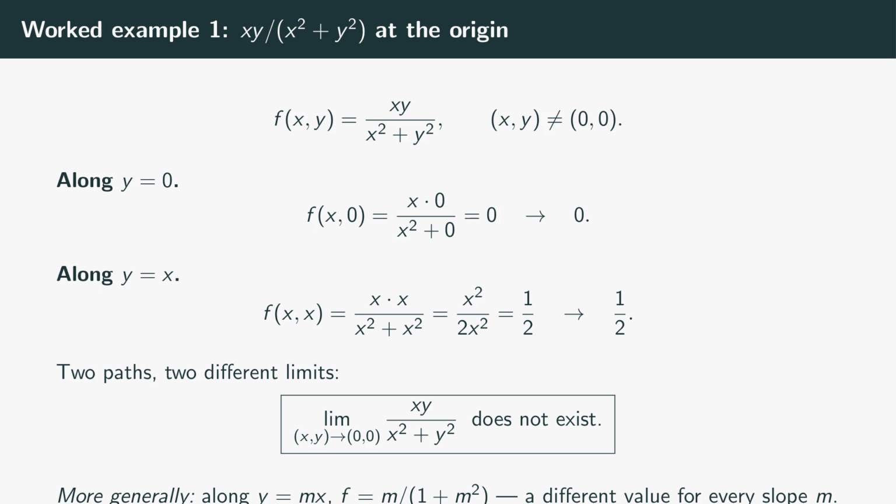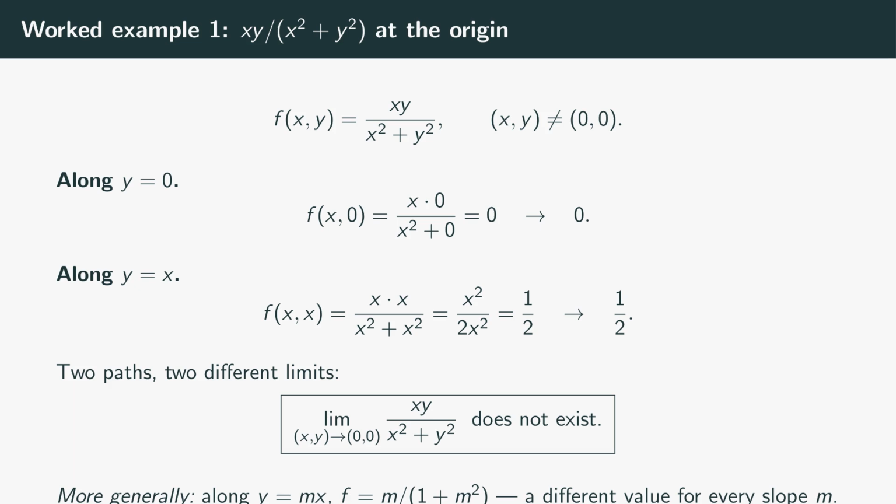Path 2, approach along the line y equals x, diagonally toward the origin. Substituting, f of x, x equals x times x, over x squared plus x squared, which is x squared over 2x squared, which is 1/2. So along this path, f is identically 1/2, and the limit is 1/2. 2 paths, 2 different answers. By the two-path test, the limit as the point xy approaches the origin of xy over x squared plus y squared does not exist, and it's even worse than two paths disagreeing.